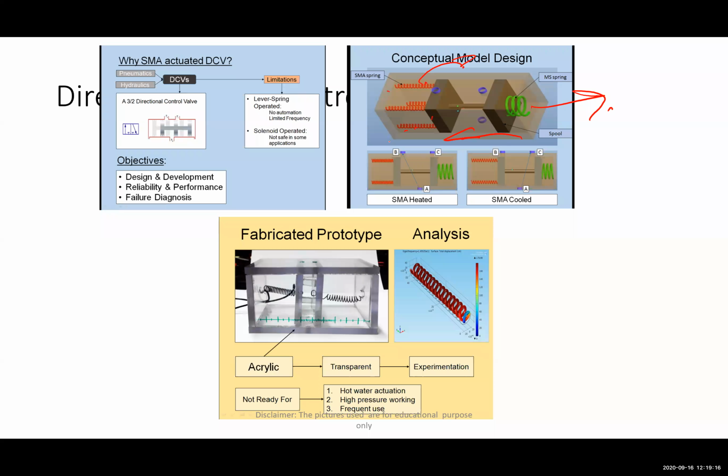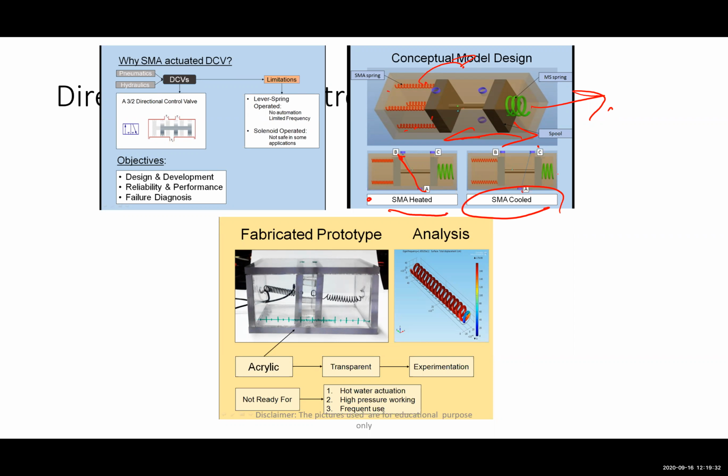So A is connected to B at one energized condition, that is when you go for SMA heating, and A is connected to D when we go for SMA cooling. So appropriately you get a switching in the actuation which comes into the picture.